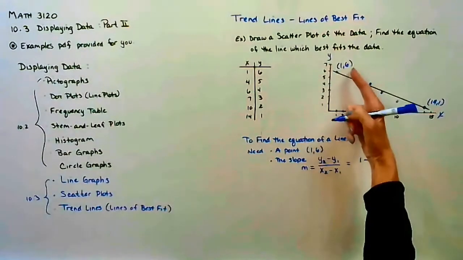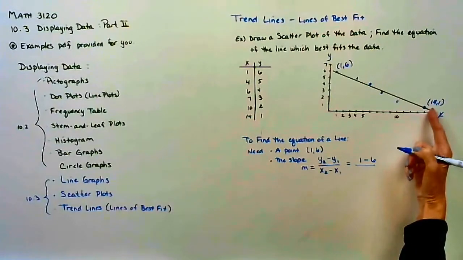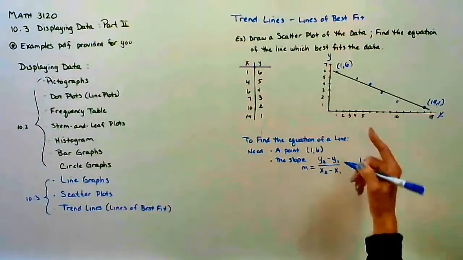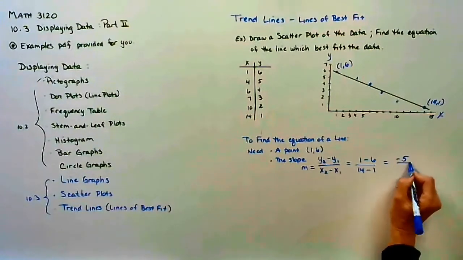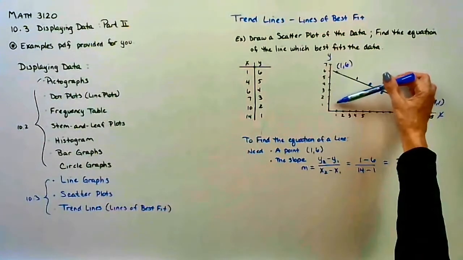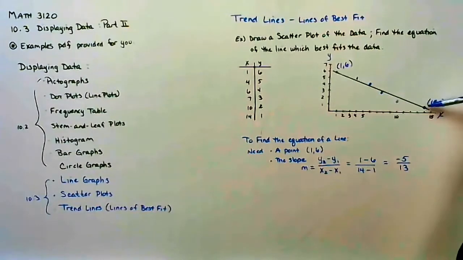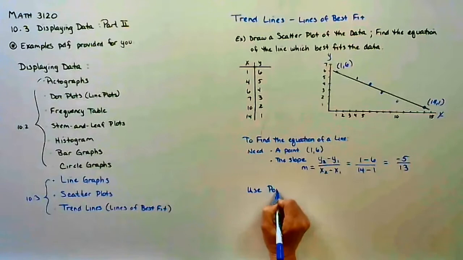All right, so if I keep going and I substitute in, this will give me the y value from the second point. The y value from the first point is a 6. The x value from the second point is 14. The x value from the first point is 1. Gives me -5/13. So it looks like the slope is -5/13. Rise over run. If I go down 5, I'm going to go to the right 13.